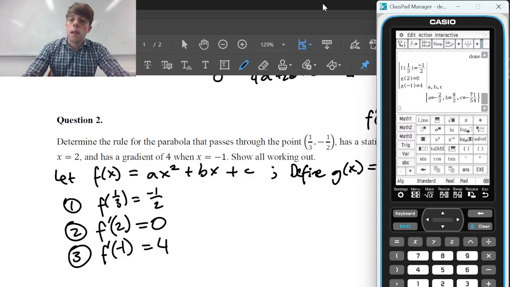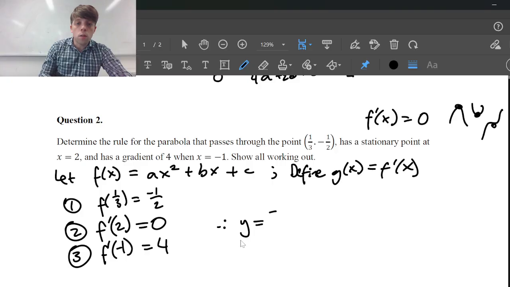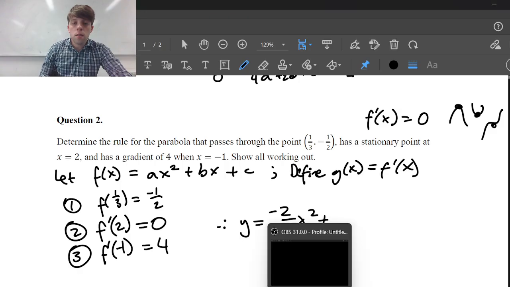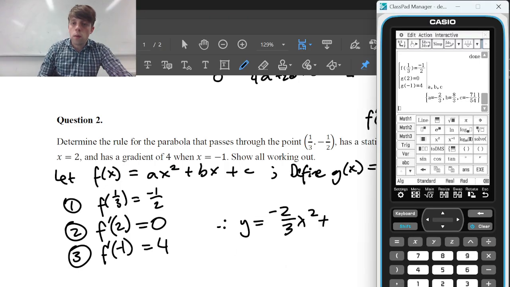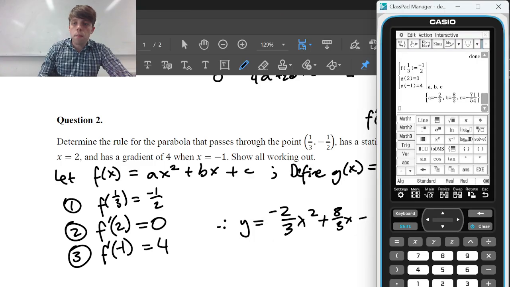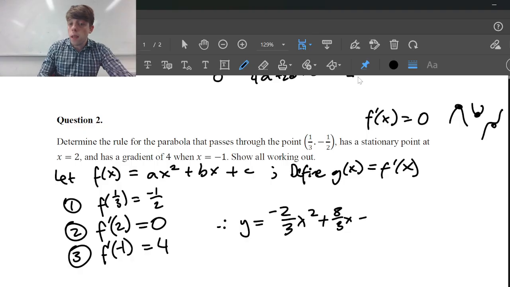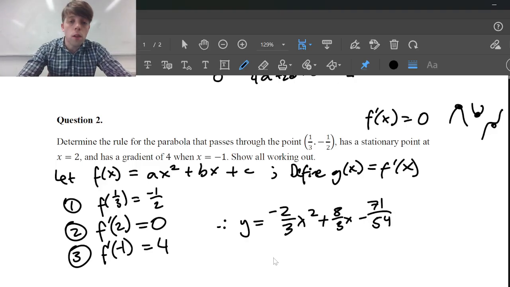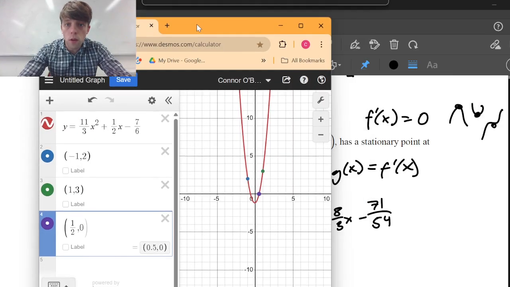A is equal to -2 over 3, so we have, therefore, y is equal to -2 over 3 x squared plus, what was the second one? We had 8 over 3x plus, so I think the final one was a minus. It was minus 71 over 54. Weird numbers, but it is perfectly expected for these numbers to be a bit wacky. And in fact, on the SAC, you're going to have some wacky looking numbers as well. So don't panic. We just want to check to make sure that this is actually what we're looking for.